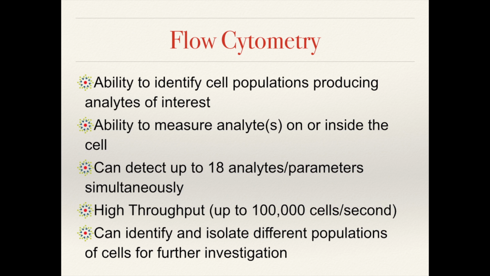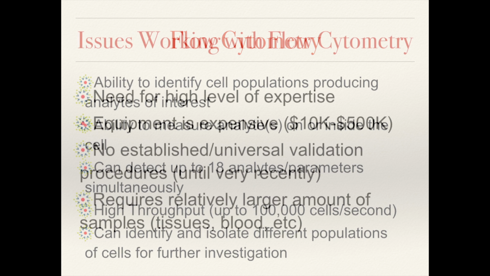Flow cytometry also has high throughput, up to 100,000 cells per second. One of the distinct advantages of flow cytometry is that it can isolate and identify different populations of cells for further investigation.